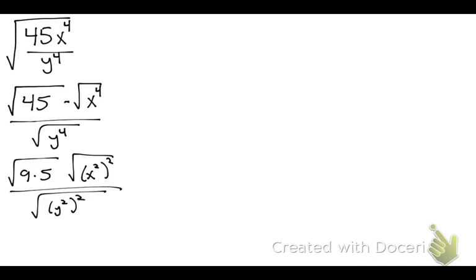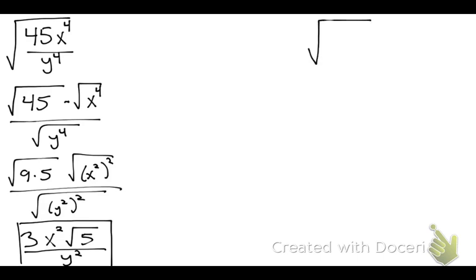And the square root of 9 is 3. The square root of 5 doesn't do anything. The square root of x squared squared is just x squared. So I'll put that out front over y squared. Let's try one more. Then you probably got it.